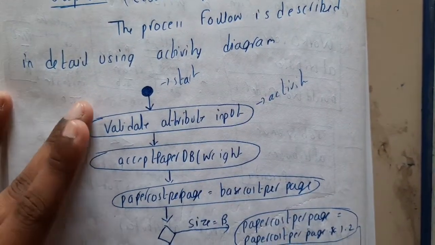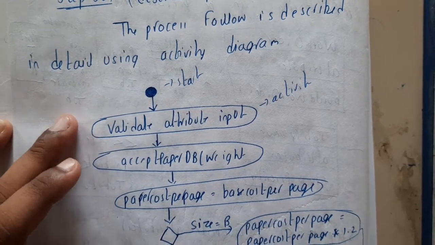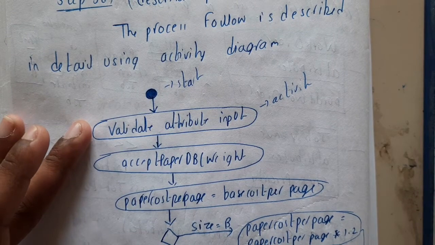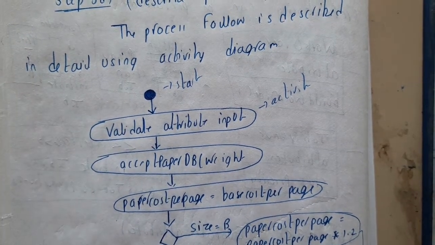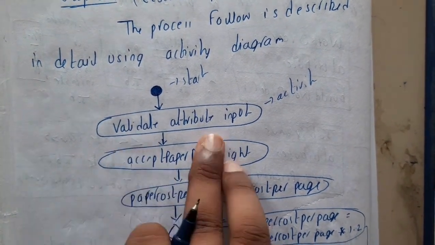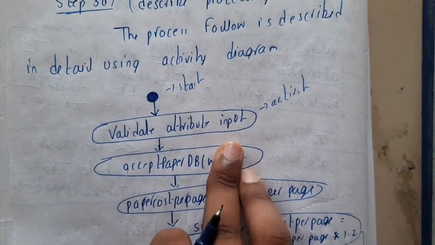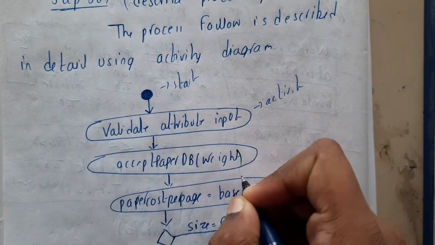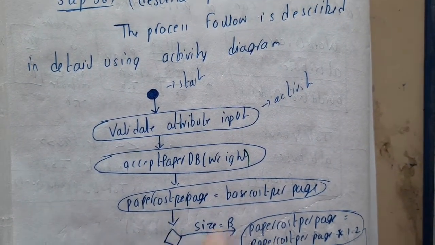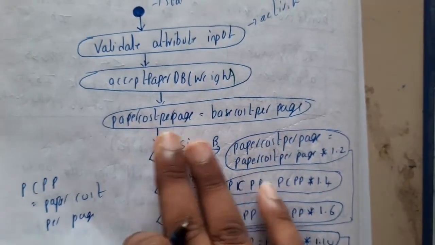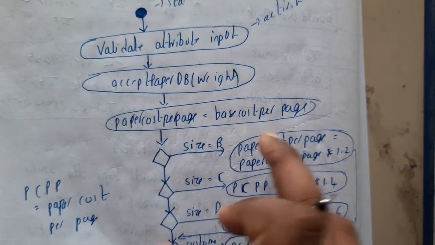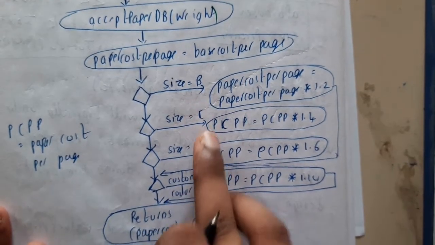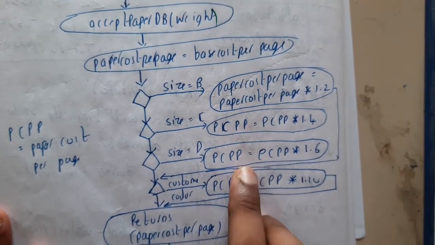This is also about the paper only, guys. Assume that your printing press has papers of some quality, which you will be costing as per quality for printing. Okay, so validate attribute input. You'll be taking the input. Accept paper database, that is the weights of the papers that you want per cost. You'll be checking whether the papers are there or not. Once they are there, you will be checking the size, whether it belongs to B size, C size, D size. Based on that you will be calculating the costs, guys.